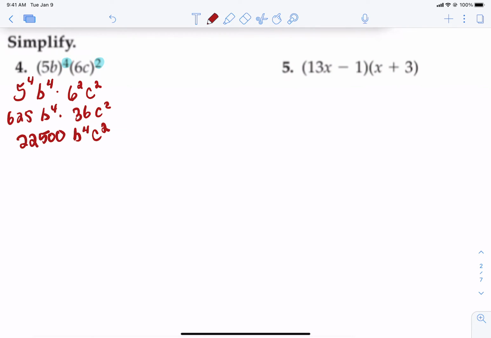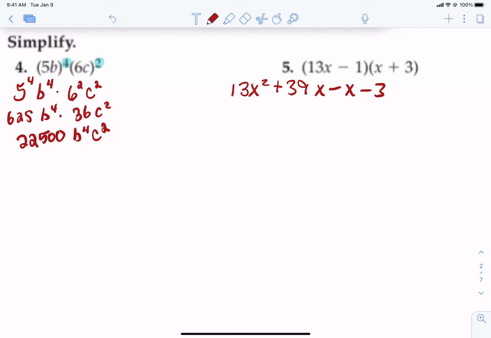Number 5, when we have 2 terms multiplied by 2 terms, it's going to require us to do distribution. So we're going to take the 13x and distribute it. Then we're going to take the -1 and distribute it. So let's start with our 13. If I distribute the 13x, I am left with 13x squared plus 39x. And now I'm going to distribute the -1. I'm left with -x minus 3.